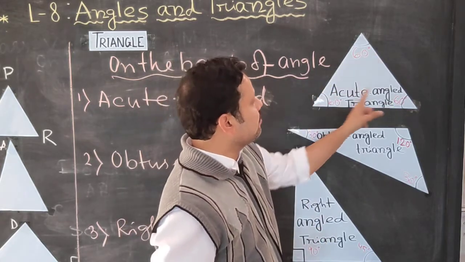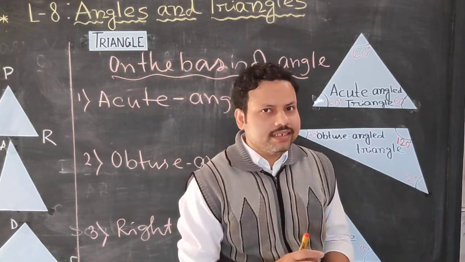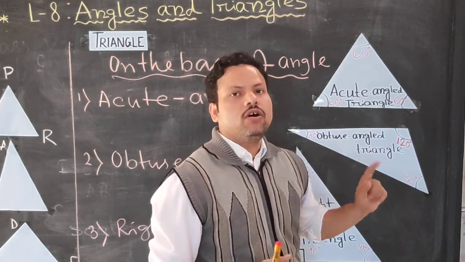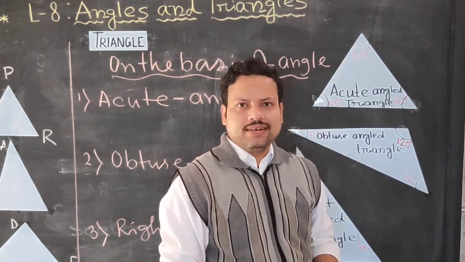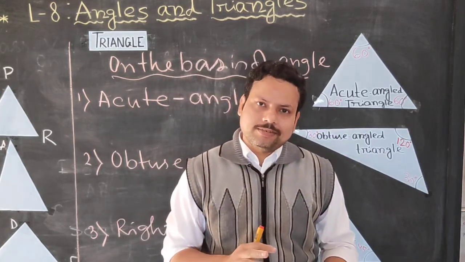And another thing, when you learn about the properties of a triangle, when you add the three angles, it will always be 180 degrees. So one property is: the sum of the three angles of any type of triangle is equal to 180 degrees.